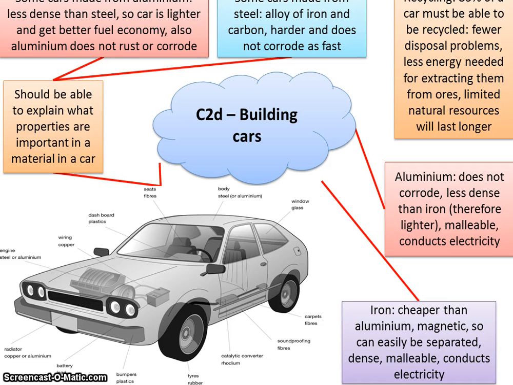Okay, so just to reiterate, you are more than likely going to be asked to compare aluminium with iron, and as I said, aluminium doesn't corrode, whereas iron can rust. Aluminium is less dense than iron, so it makes it lighter. Aluminium is malleable, but so is iron. Aluminium conducts electricity, but so does iron as well.